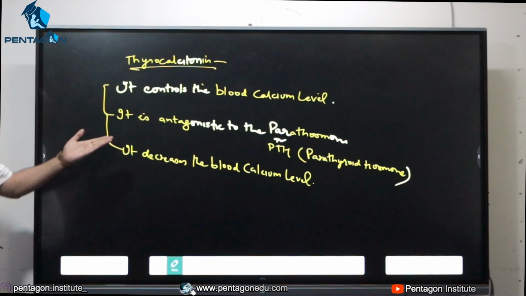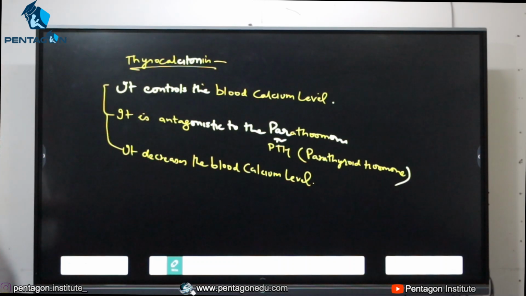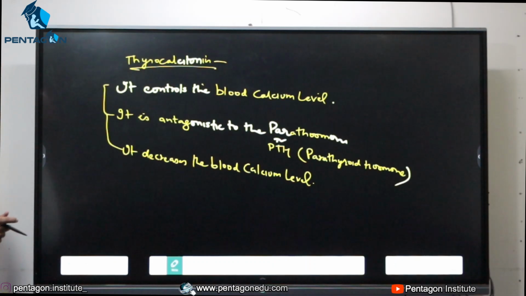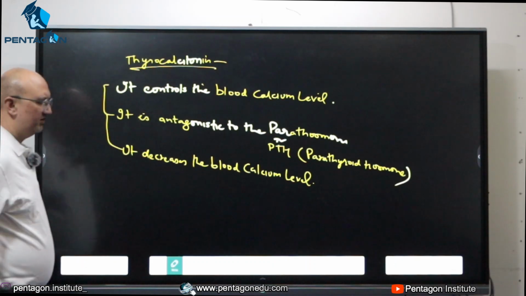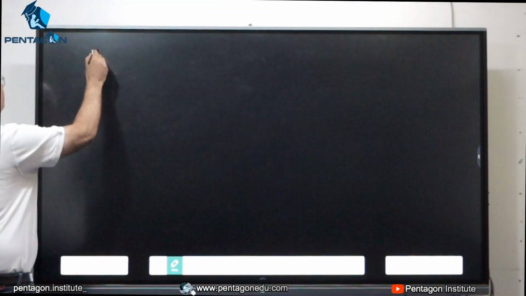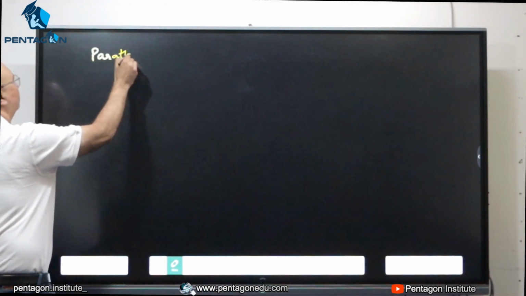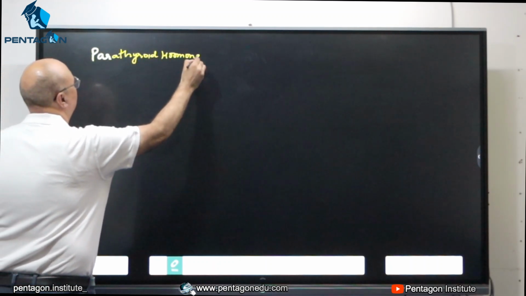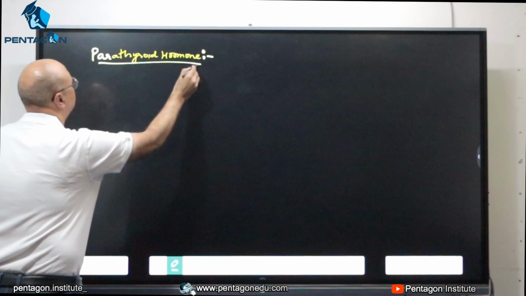On the other hand, the hormone named parathyroid hormone increases the blood calcium level, which we are going to discuss on the next topic. Now, parathyroid hormone.